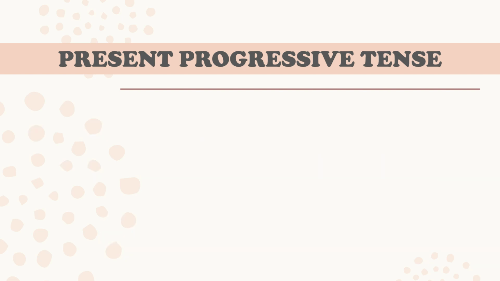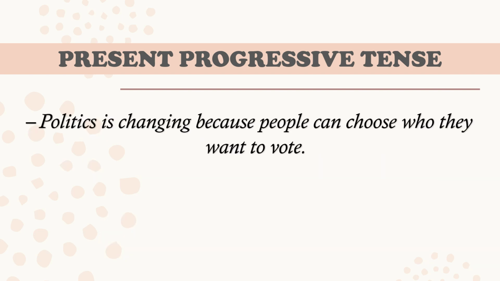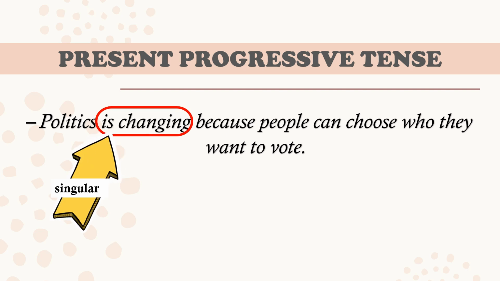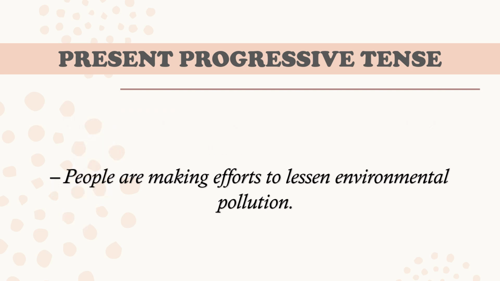Now let's have some examples. Politics is changing because people can choose who they want to vote. Now let's speak out the verb in the present progressive tense. Is changing, and we use is because we have the singular subject politics, and so we need to put a singular be verb.